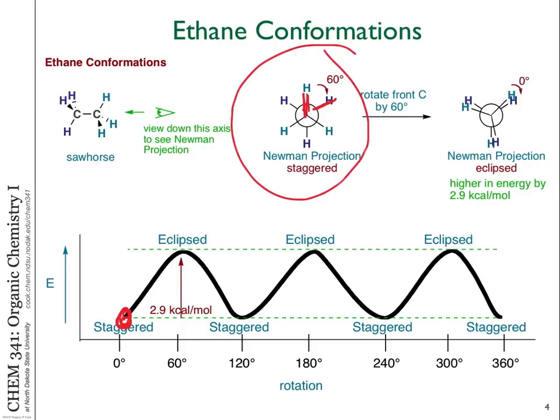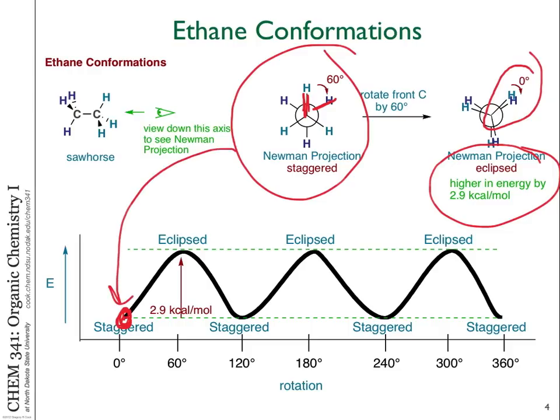Okay? Then as you rotate one carbon relative to the other, those hydrogens and the bonds start to get closer together until you reach a maximum energy point, where the bonds are 0 degrees apart, or eclipsing each other. We refer to that as the eclipsed conformation. And in ethane, that eclipsed conformation is higher in energy by about 3 kilocalories per mole. Okay? So this staggered picture represents this lowest energy position. The eclipsed represents this highest energy position.